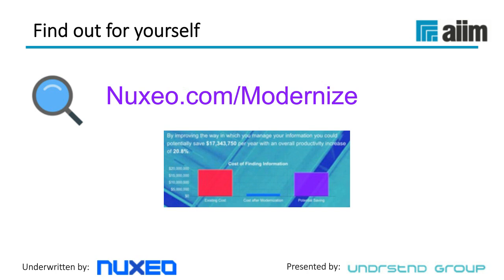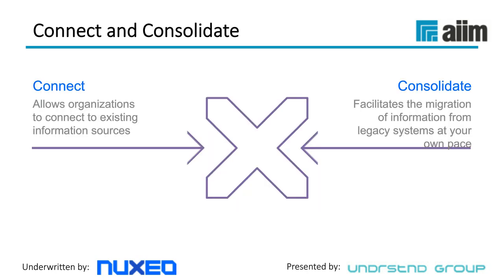So if I've now done a great job of scaring you with the numbers, what can we actually do about that? How can we solve this problem? Well, at Nuxio, we have a very simple approach to this. We use a methodology called Connect and Consolidate. And what we'll do is we'll talk about Connect now, and then we'll talk about Consolidate more so in that TCO-focused webinar that I mentioned that's coming up at the end of October.